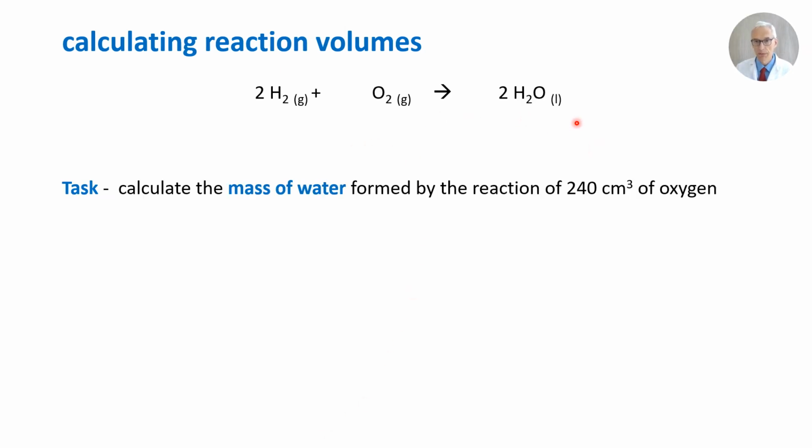Here is a problem for you to complete. Given the balanced chemical equation for the reaction of hydrogen and oxygen to make water, calculate the mass of water formed by the complete reaction of 240 centimeters cubed of oxygen. So calculate the mass of water from an initial volume of oxygen. Pause, complete the calculation, come back to check and correct when you are ready. So I'm about to reveal.